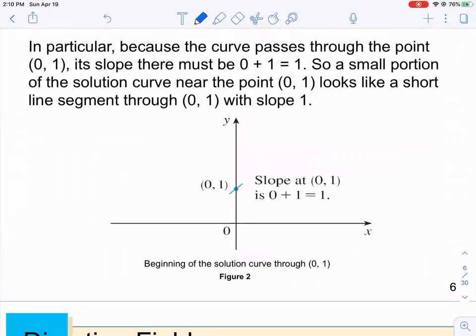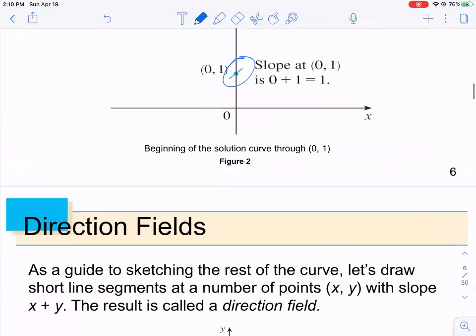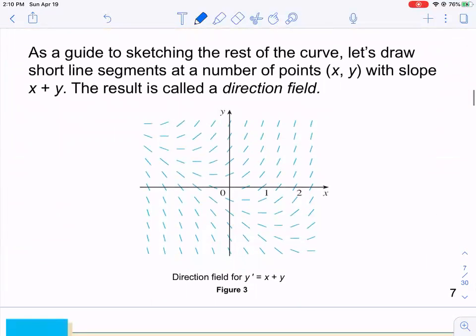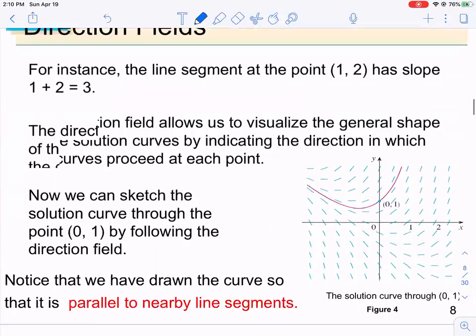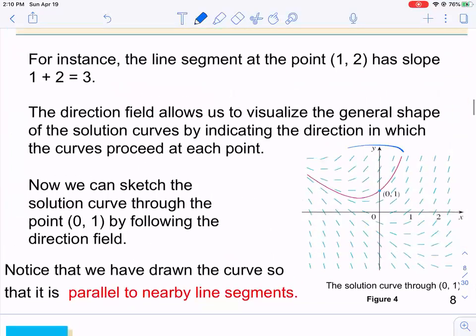So the way that we're going to do it is we're going to show the slopes at all different values with these little dashes. That's what a slope field would look like. And from that, you should be able to see maybe what the graph looks like.